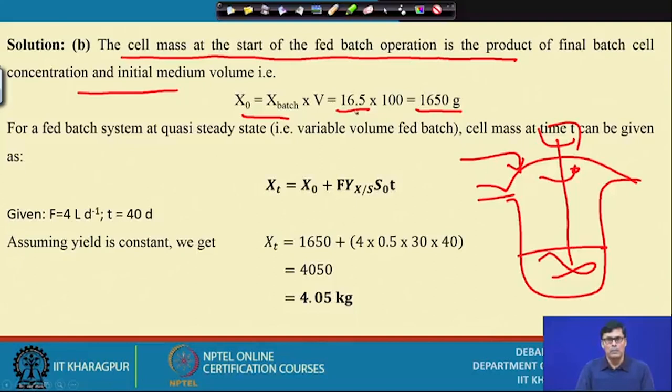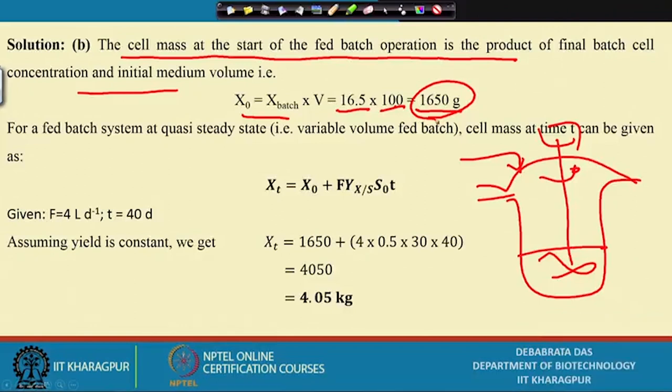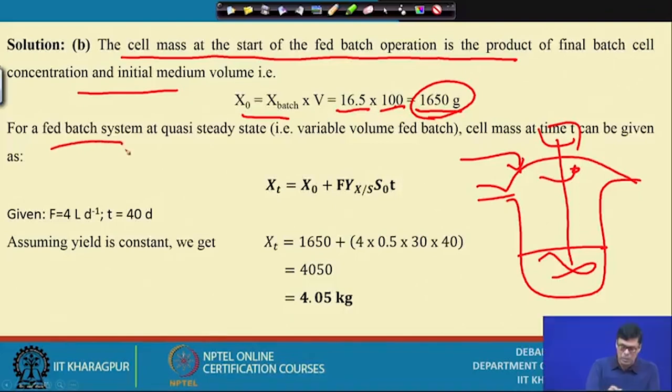Concentration is mass per unit volume, so this is gram per liter and this volume is 100 liter. If you multiply, we can find the initial amount of cells present at the end of the batch process. Now, in the fed batch process we have already developed this equation. What is XT? XT is the final cell mass. XT equals X0 plus F times YXS times S0 times T, where F is the flow rate, YXS is the yield coefficient, S0 is the initial substrate concentration and T is the time.